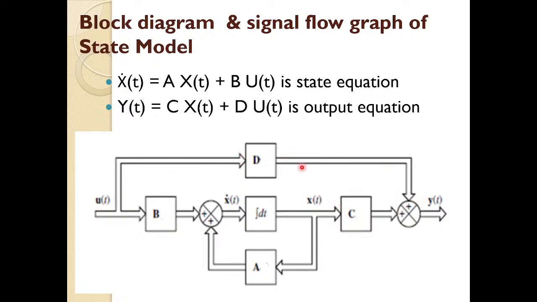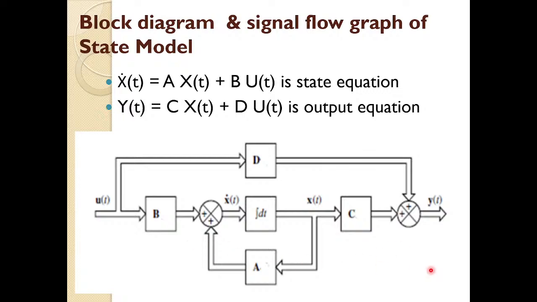So they should be added together here. Plus is there, so put a summing point here. So c into x of t plus d into u of t, what is it? y of t. So y of t is our output. So it's a very simple and easy block diagram. So this is the state model. It's a block diagram representation of your state model. So very easily you can represent it.